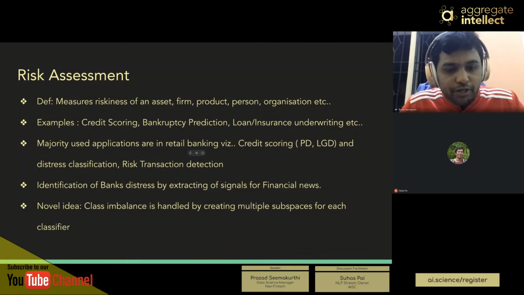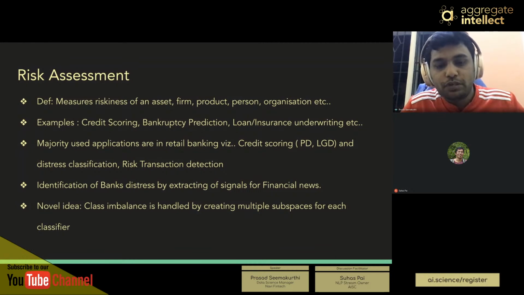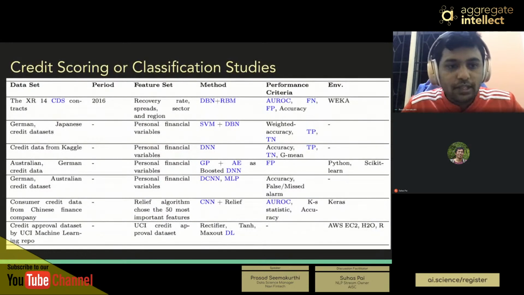So there are a couple of novel ideas in the risk assessment segment as well. Class imbalance has been a major challenge in risk assessment because very few organizations or firms will go bankrupt. To handle the class imbalance, people have created multiple subspaces of the majority classes, and they've added all the minority classes to each subspace before feeding it to the classifier.